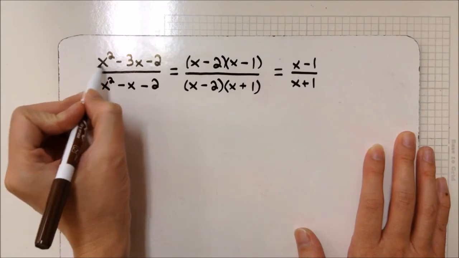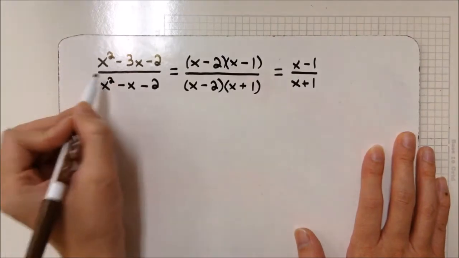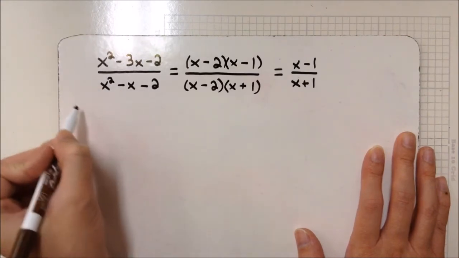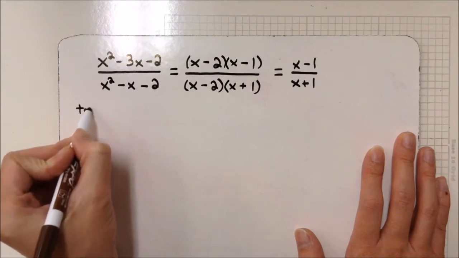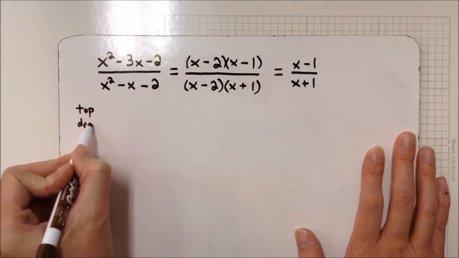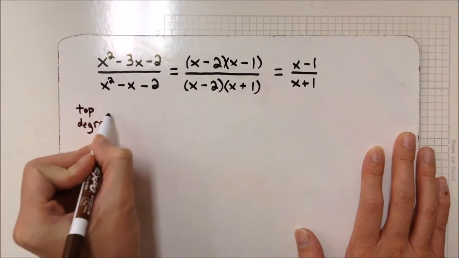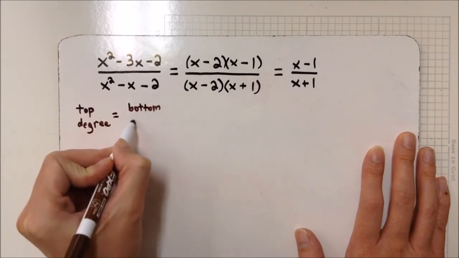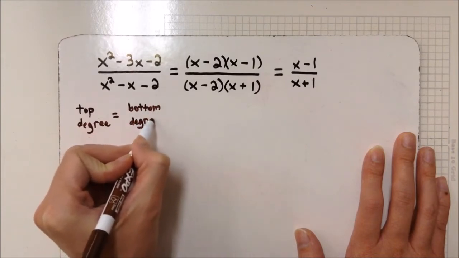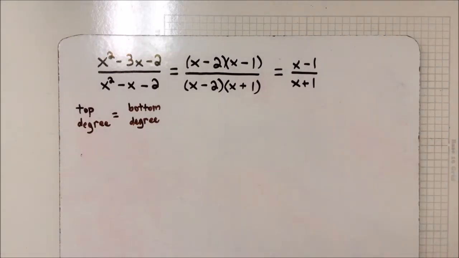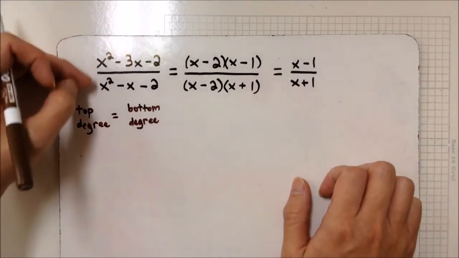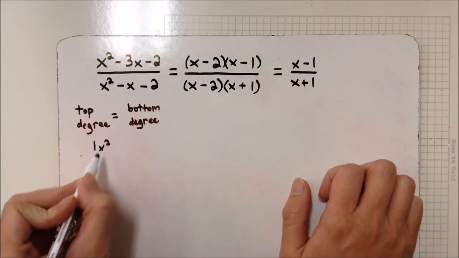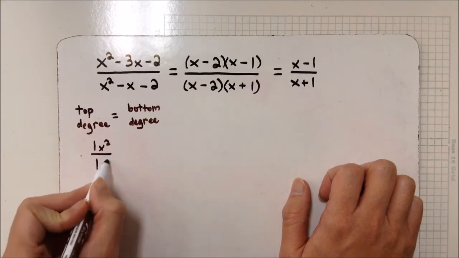So look at this one. The highest is the square on the numerator and the denominator. So they're the same degree. So that means top degree is the same as bottom degree. So in this case, all we're doing is just focus on these right here. So basically, it's 1x squared over 1x squared.